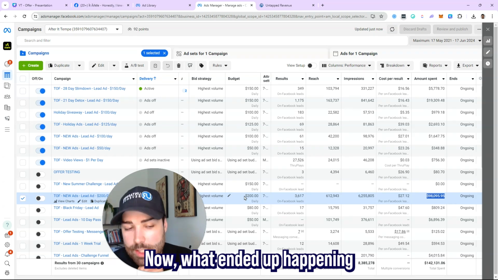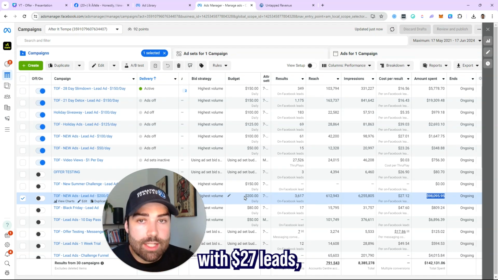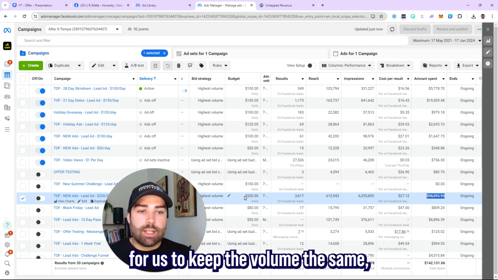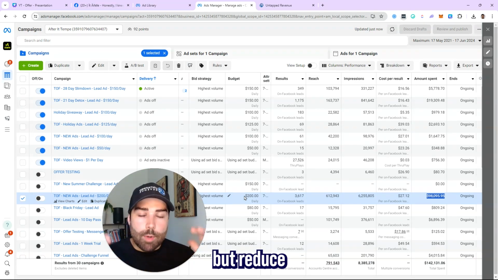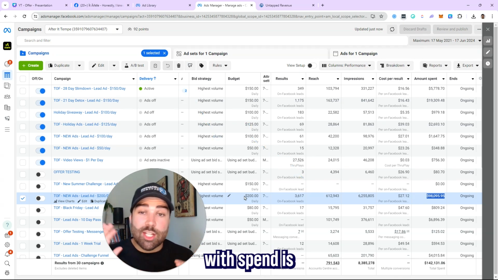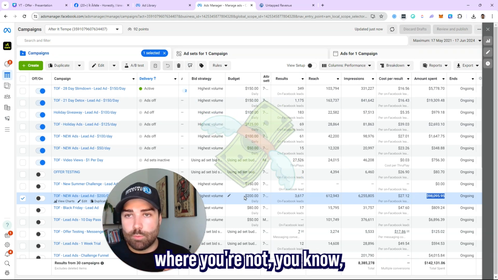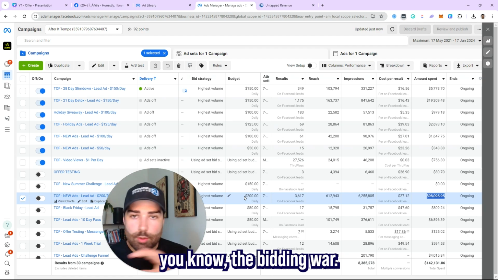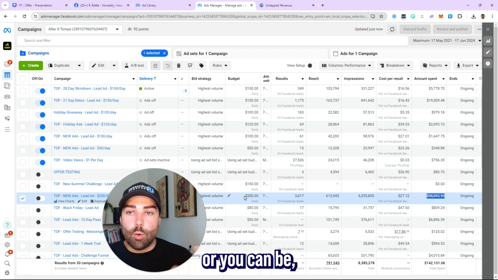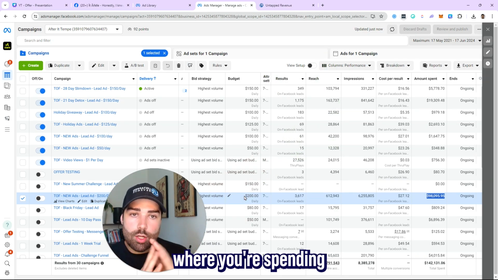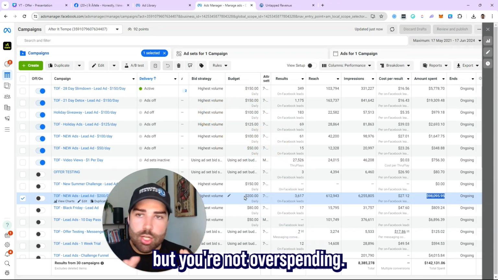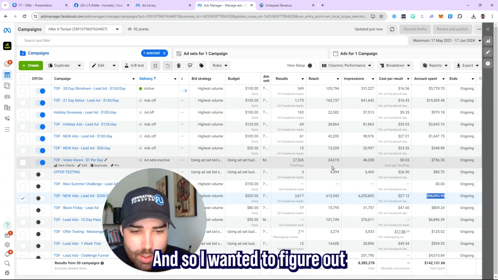Now, what ended up happening here was, although they were profitable with $27 leads, we wanted to figure out if there was a way for us to keep the volume the same, but reduce how much we were paying in ad spend. Because what ends up happening with spend is you can spend too little where you're not beating anybody out with the bidding war. You can spend too much where you're overspending, or you can be in that range where you're spending more than everybody else, so you're winning in the bidding competition, but you're not overspending. And so I wanted to figure out if we were overspending.